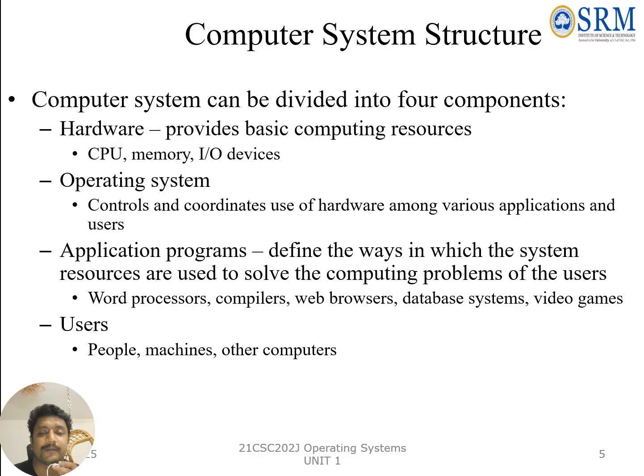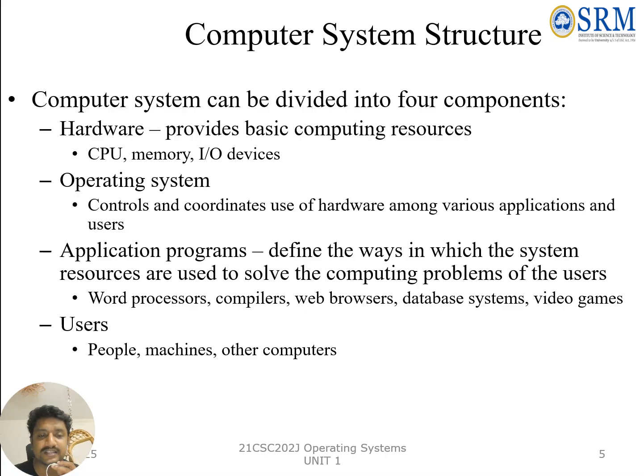Then we will be having the operating system. The operating system will be able to control and coordinate the use of hardware among various applications and the user. So for controlling and coordinating the hardware of CPU, memory, and IO devices, which has been coordinated inside this particular hardware, it should be controlled with various applications which have been involved in this particular operating system.